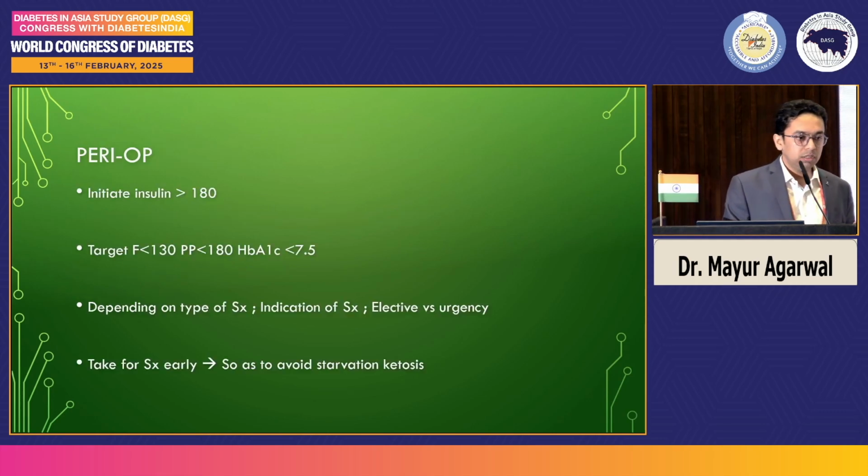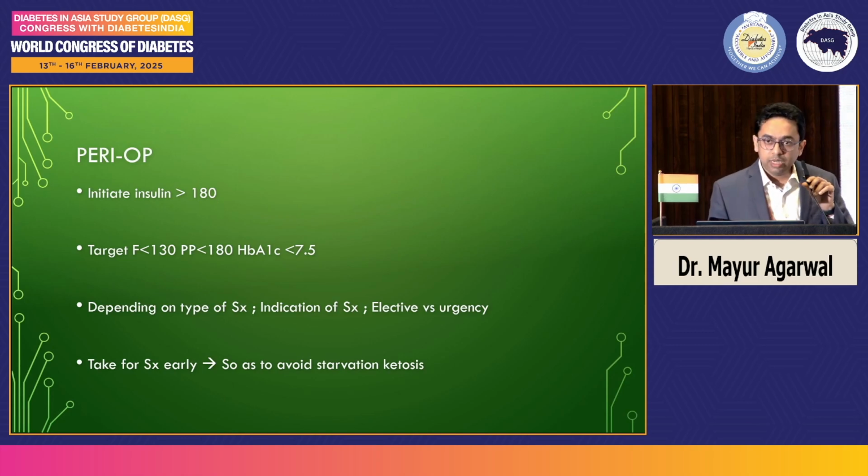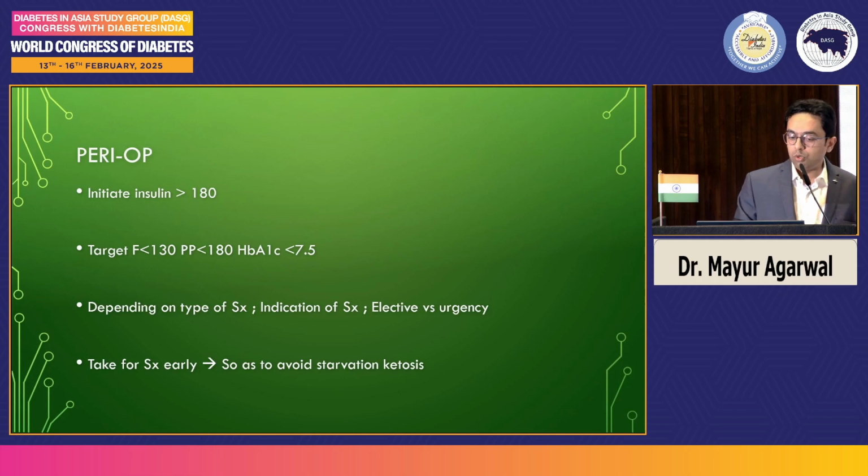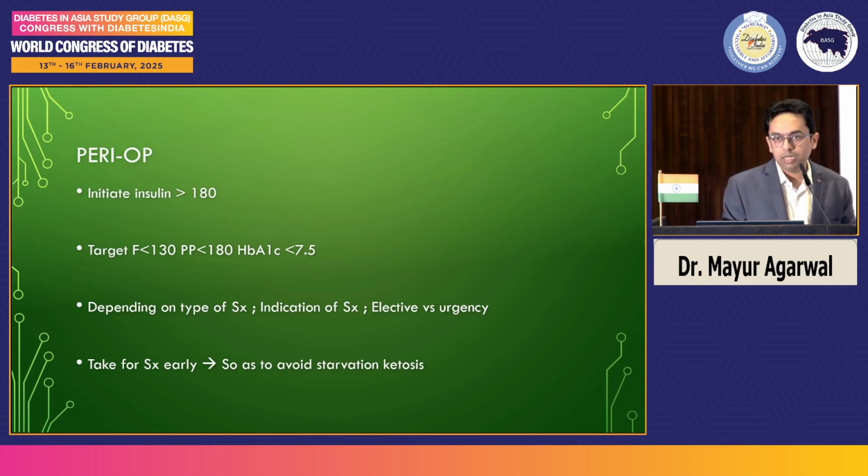Now let's discuss peri-op management. You have to initiate insulin beyond 180, the same as I have told you for the hospitalized patient. Keep the target of 130 to 180, and maybe 8% HbA1c is good enough to allow surgery, and this is from the cardiac surgery data. We don't have data for other surgeries, but that is what we apply to all surgeries. Depending on the type of surgery and indication, whether it is elective or urgent, you decide what should be done.